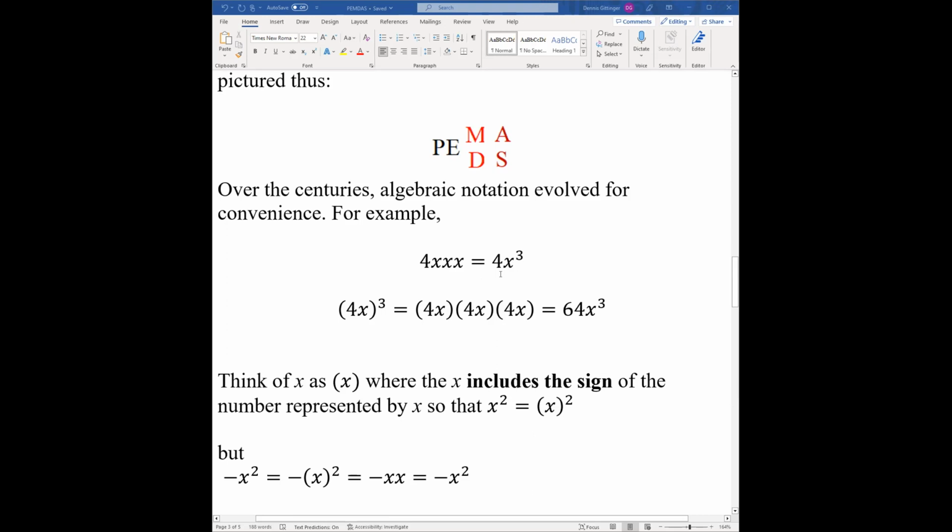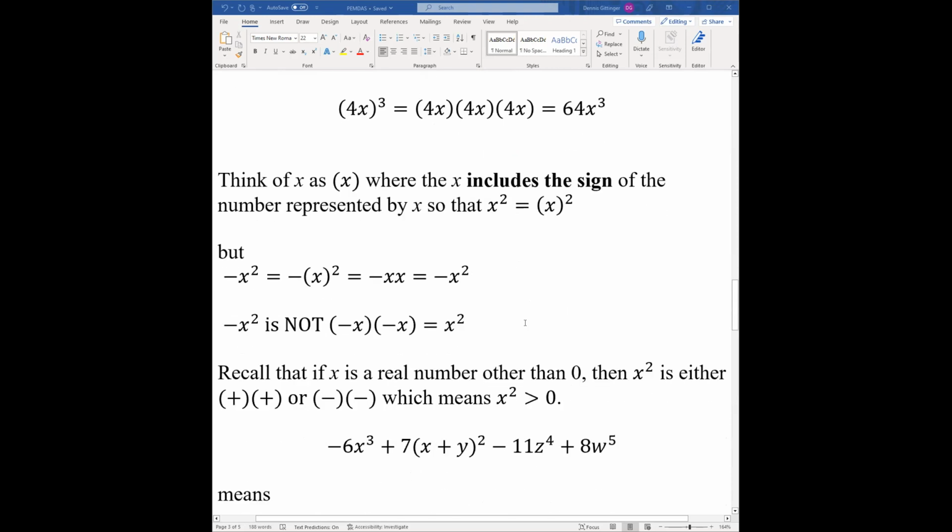However, there is some confusion when you're learning this after the fact. Some folks think that 4x cubed means 4x times 4x times 4x. It does not. If you want to do that, you've got to put it in parentheses like this. And then, of course, you can multiply 4 times 4 times 4, get 64. xxx is x cubed.